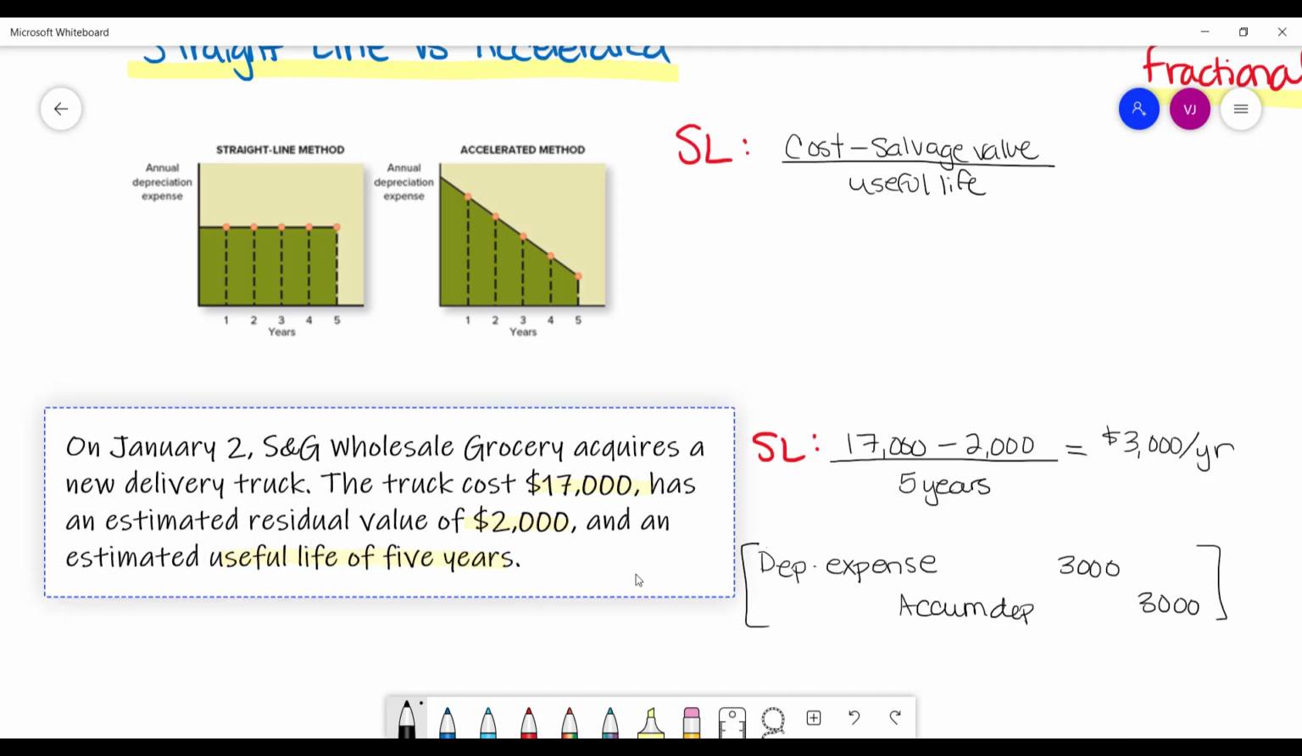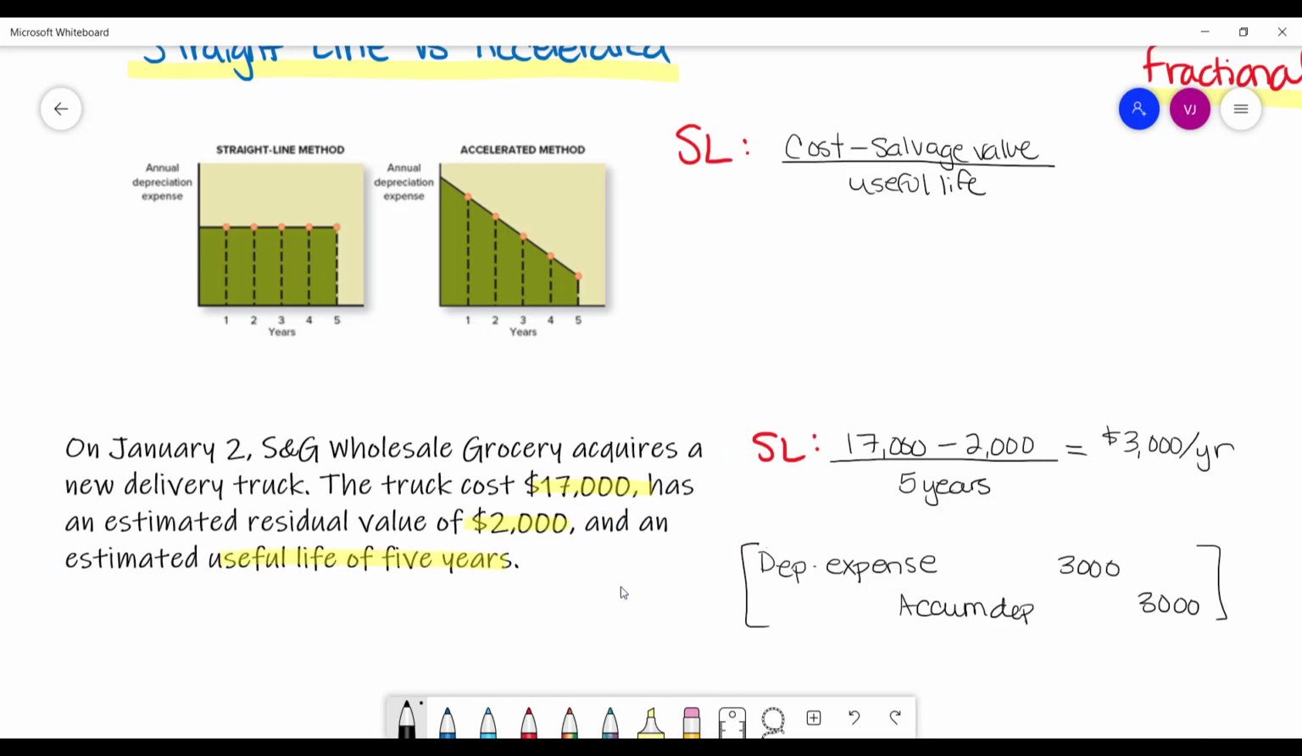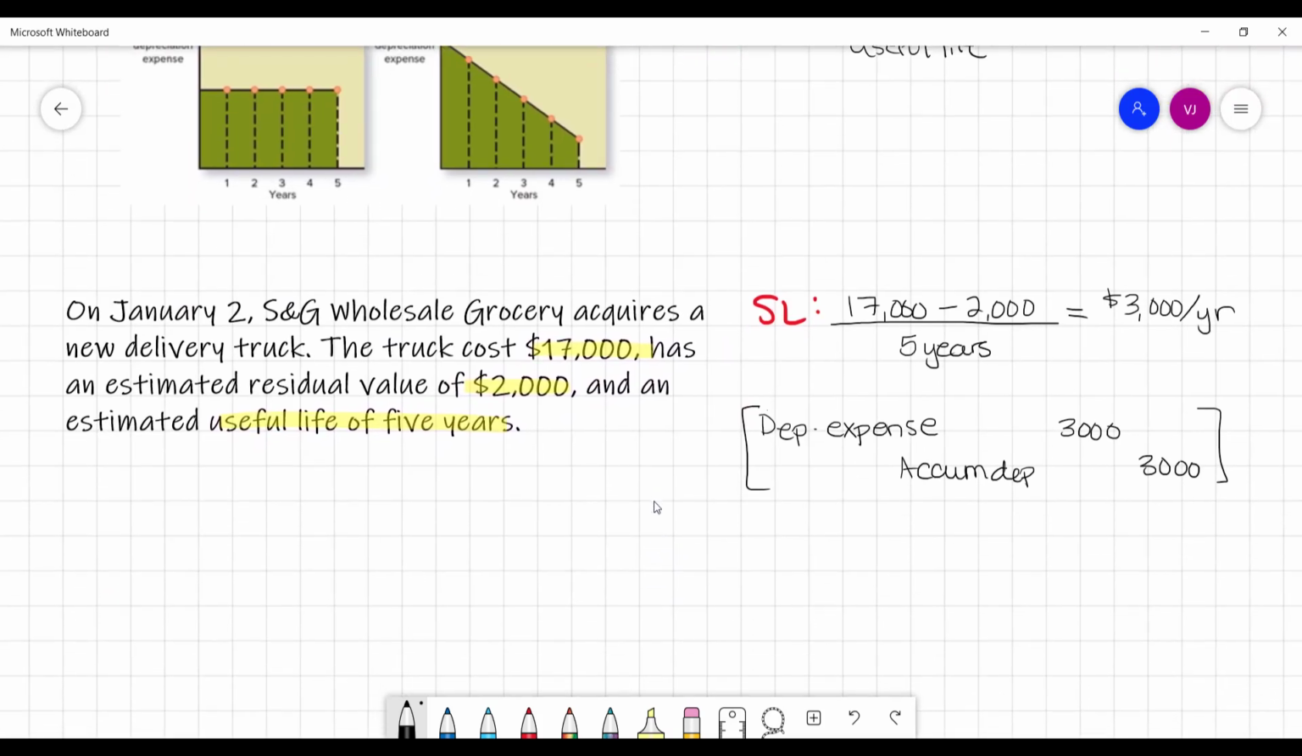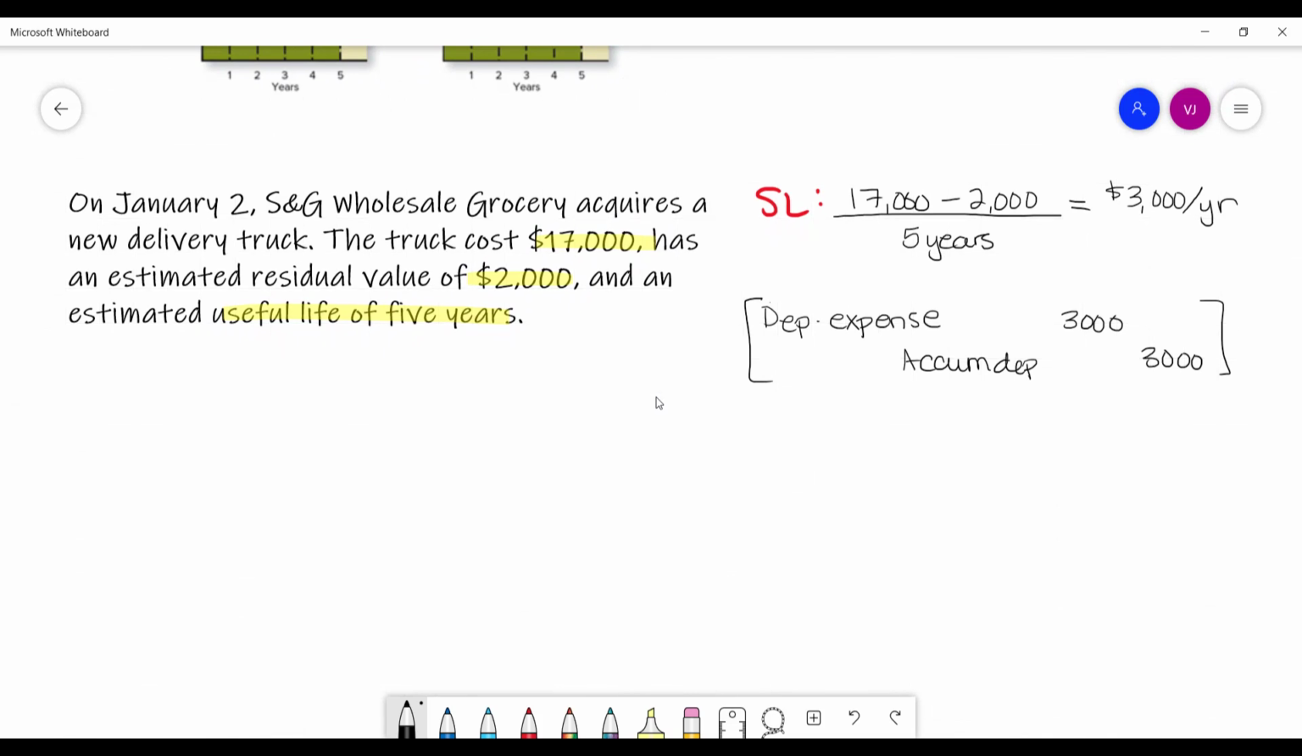this asset here was acquired on January 2nd. So that's pretty much at the beginning of the year. But then a question arises, how do we account for depreciation expense for fractional periods? This means, what if we didn't actually acquire that equipment on such a nice and easy date like January 2nd, which is the beginning of the year? How does accounting for that depreciation expense change?